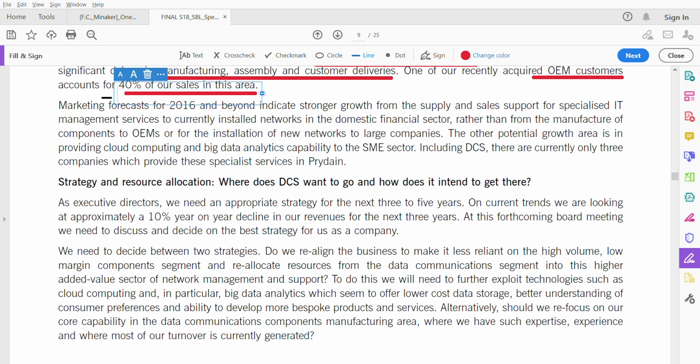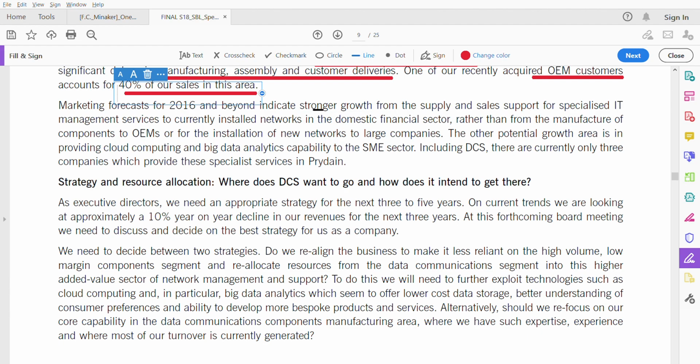Okay, the marketing focus for 2016 and beyond indicates stronger growth from the supply and sales support for specialized IT management services to currently installed networks in the domestic financial sector, rather than from the manufacture of the component to aim for the installation of new networks to the large companies. The other potential growth area is in providing cloud computing and big data analytics capability to the SME sector.